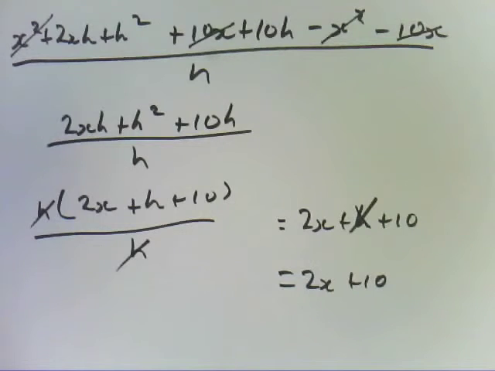Funnily enough, yes, the gradient of a quadratic is a linear. The gradient of a cubic is a quadratic. The gradient of a quartic is a cubic. Each time you actually come one down on the polynomial scale.